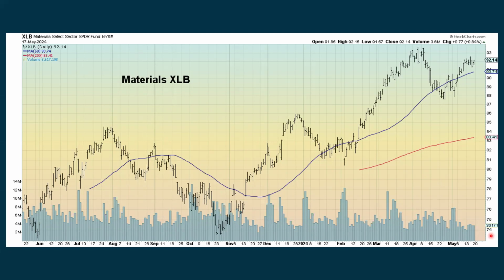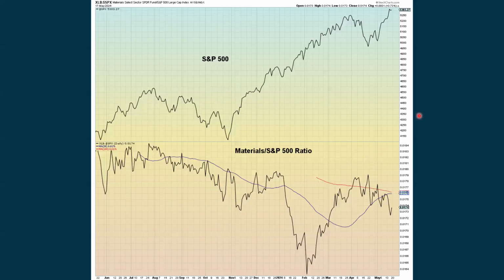There are 11 sectors that make up the S&P 500, and I just do this based on the alphabetical version of their symbol. So B comes first, that's why you see this chart first. These are materials, which when you look at them by themselves, are in an uptrend. When we compare them to the S&P, they were bouncing back up, but now they're starting to fall back when compared on a ratio basis.